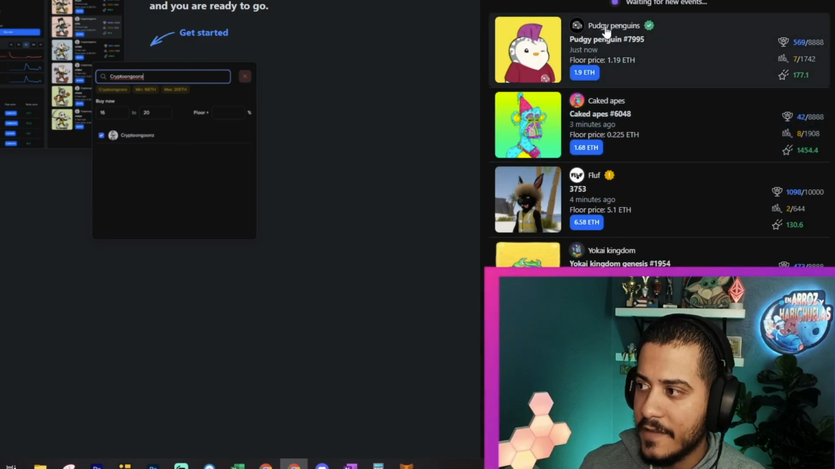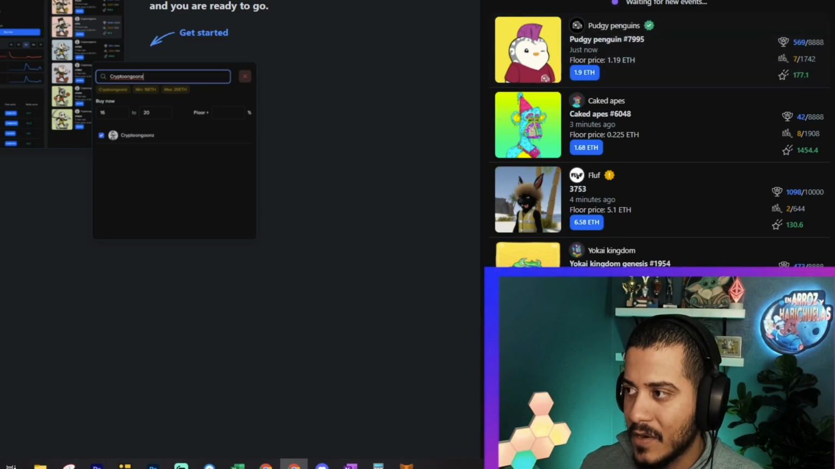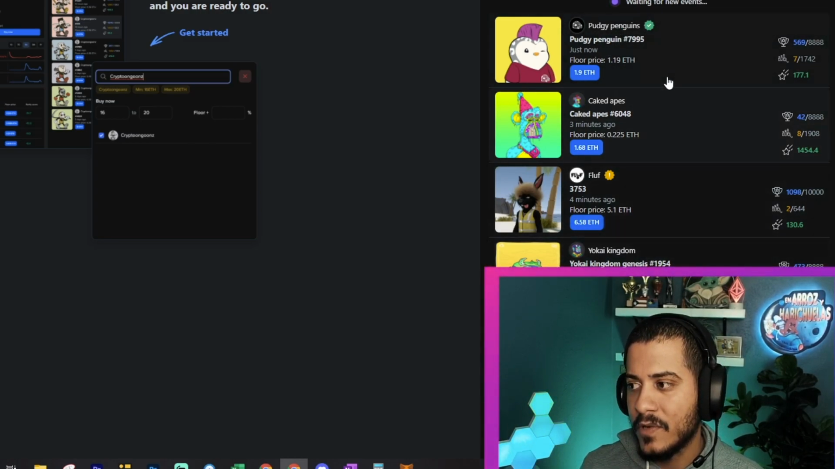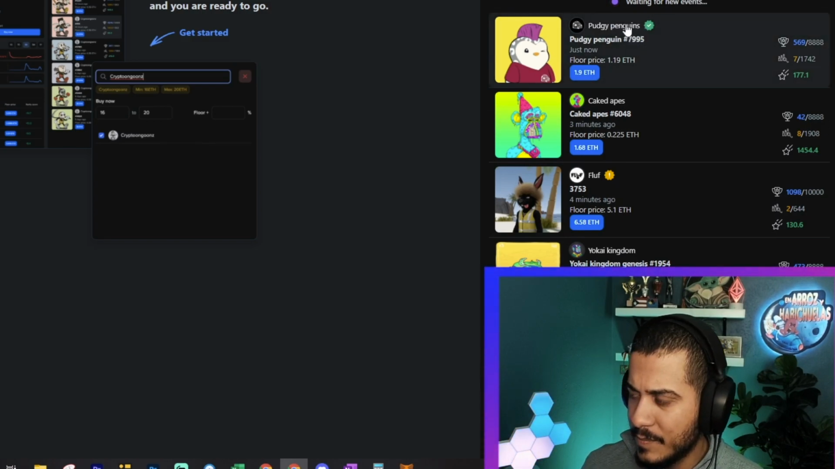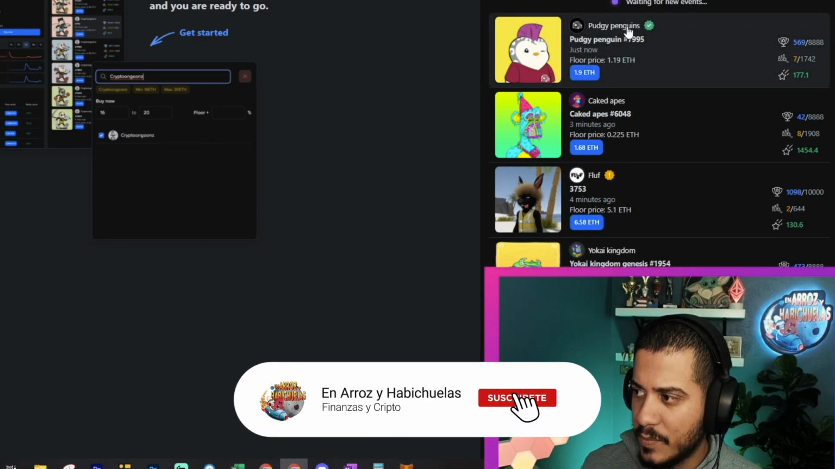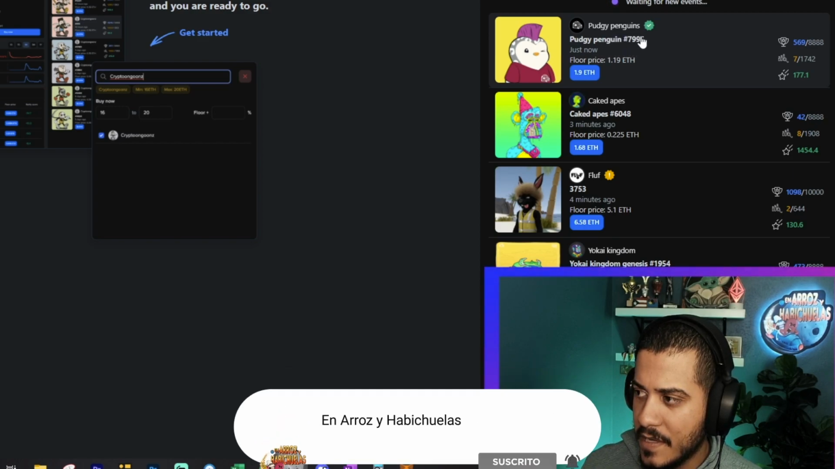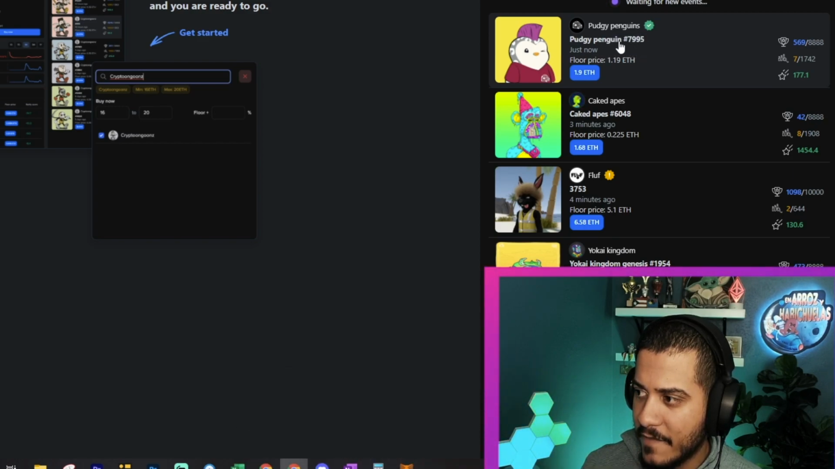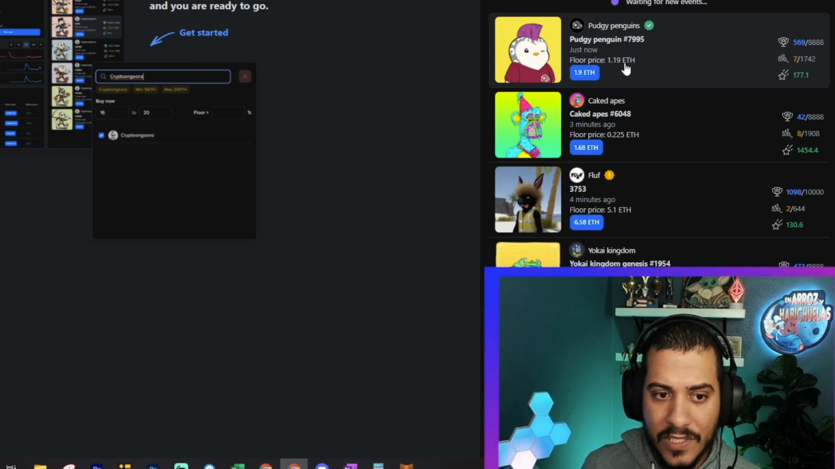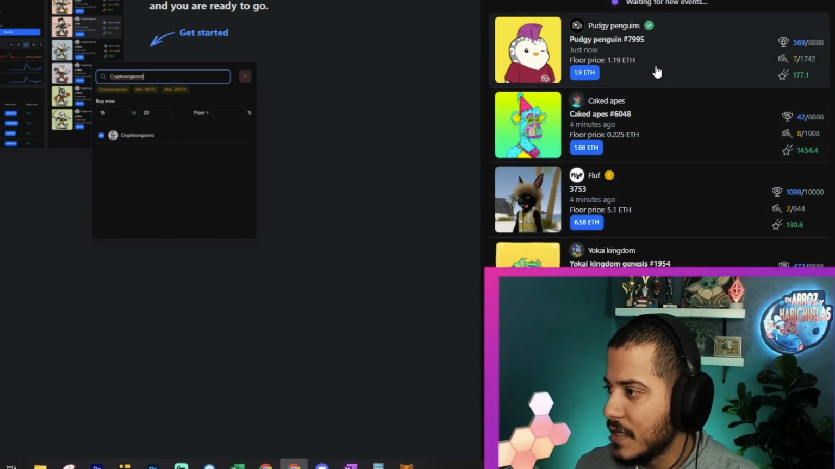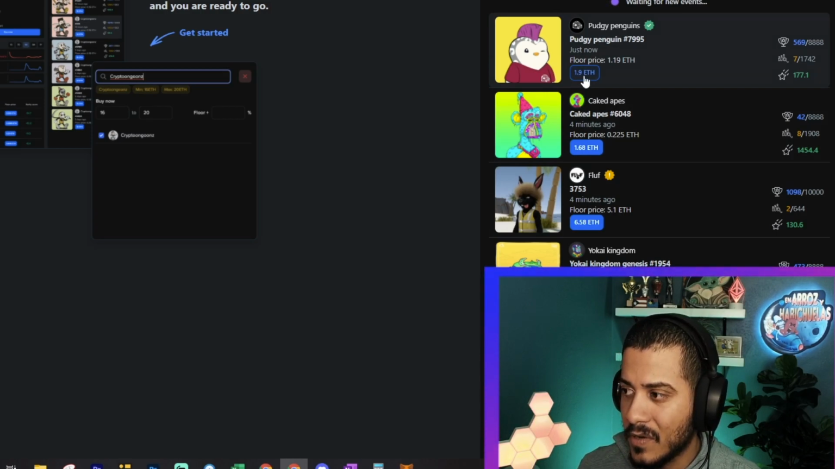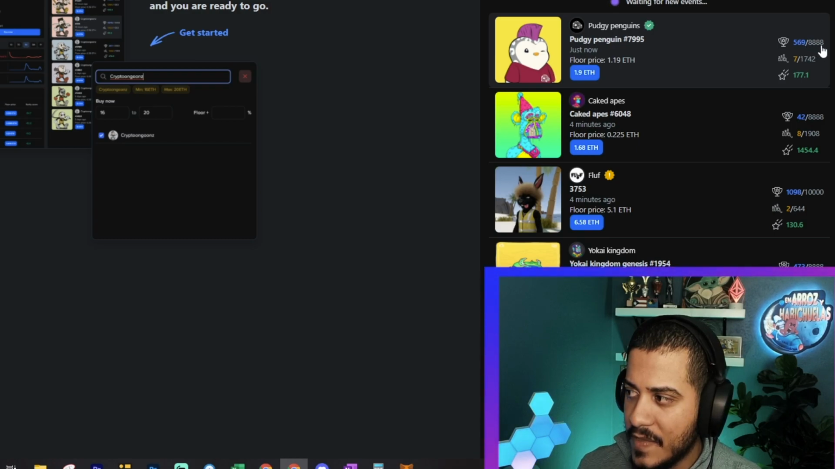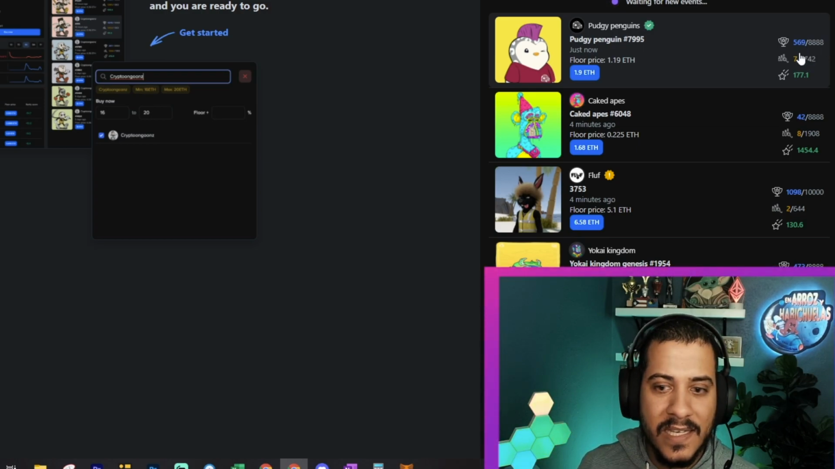So I found a great project that came up here in the Deal Sniper, and it was Crypto Chicks. But basically here you can see this one is called Pudgy Penguins. It has the collection number 7995. It tells you the floor price, which is 1.19 ETH. It tells you how much this one is listed for, which is 1.9 ETH. And then it tells you out of the 8,888 NFTs in this collection, this one is ranked by rarity 569.